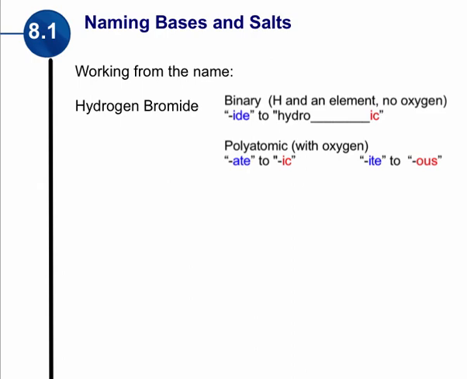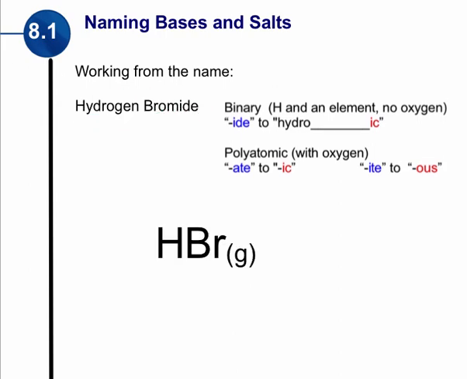One last one. See if you can try hydrogen bromide. Well, remember, hydrogen bromide, notice the name, there's no ic, which means we're not talking about an acid or a base or a salt. This is just using our regular naming conventions, so all we have to do is look up hydrogen and bromide, and we get the formula HBr, and remember, because it's not an acid, a base, or a salt, it has that little g. And that's our naming conventions for acids, bases, and salts.